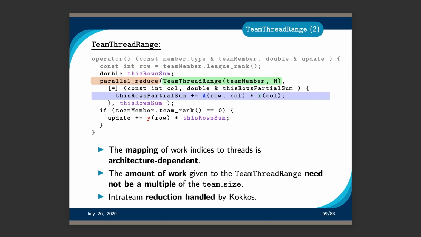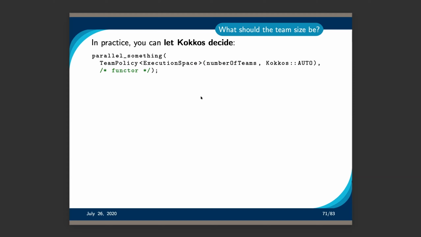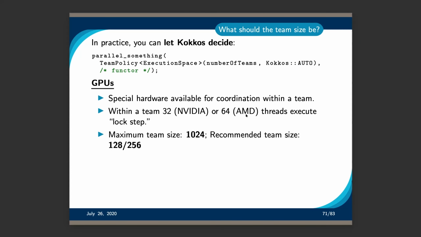In practice, one of the questions you have is, what is the team size I should choose? In practice, you can let Kokkos decide, and you can use this Kokkos::AUTO. And we have a heuristic there, which will choose some team size. But we also have auto-tuning tools which can do that.